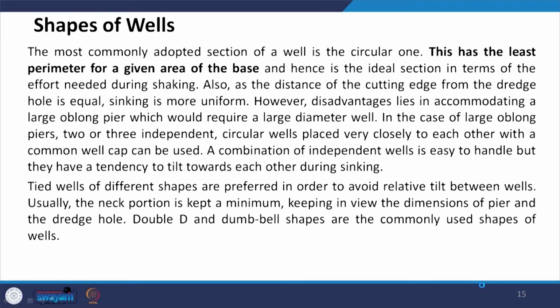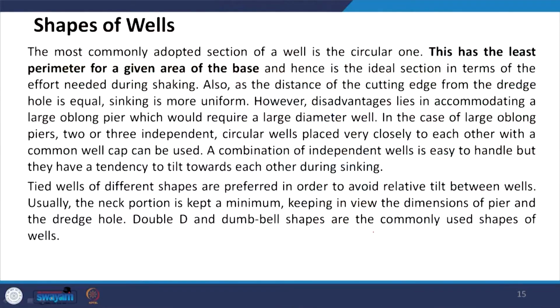Depending on the requirement, depending on the situation, different shapes of wells are available, and the most commonly adopted section, the most popular, is the circular section. And the simple reason is that this has the least perimeter for a given area of the base. So, if you have a circle and a square with the same area, the perimeter of the square will be more, while the circle will be less.